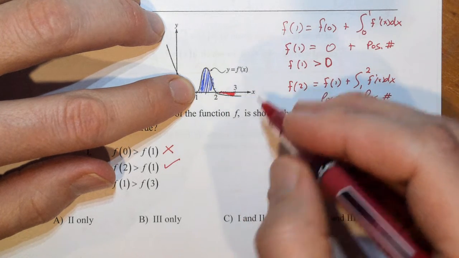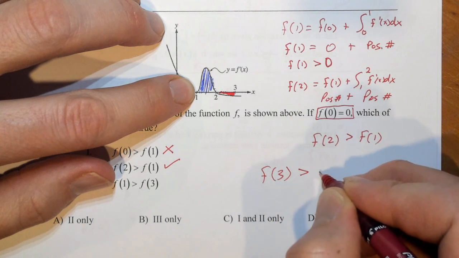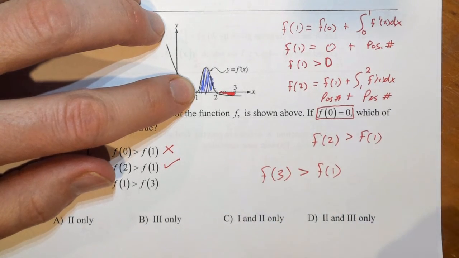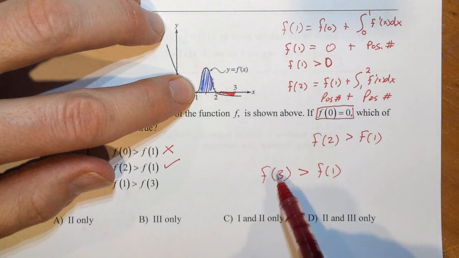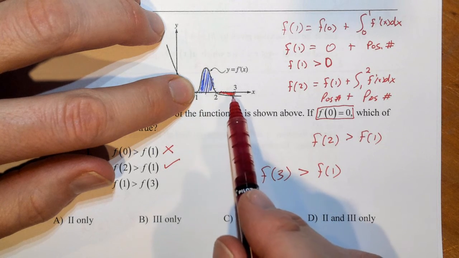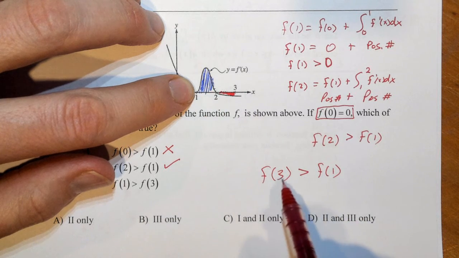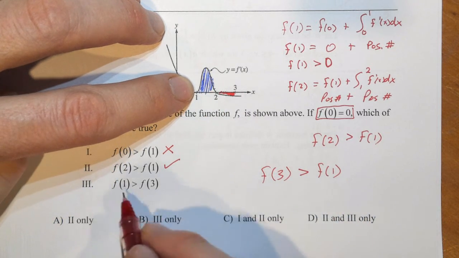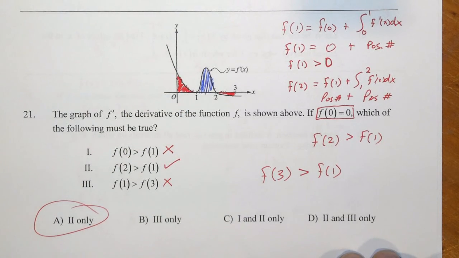All right, so f of 3 is going to be larger than f of 1. And again, the reason why is because f of 3 is equal to f of 1 plus all the blue area minus the red area. But there's more blue area, so that's why f of 3 will be bigger than f of 1. So this statement is false as well. Only 2 is true.